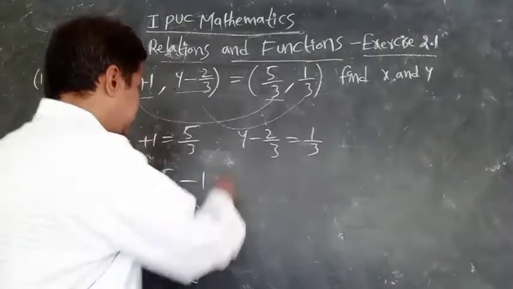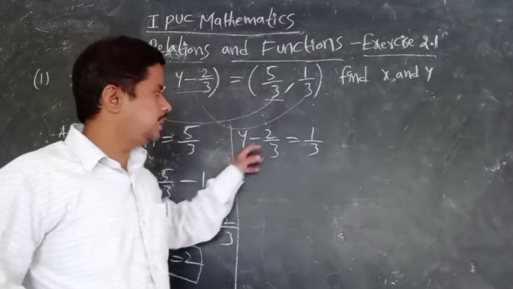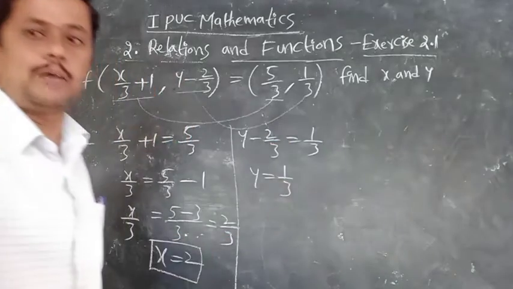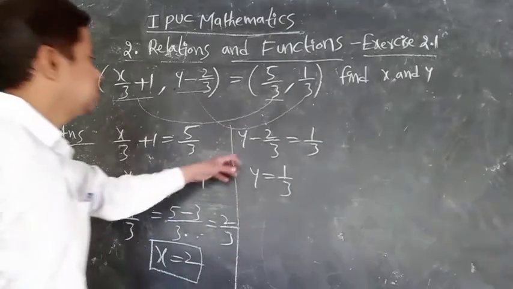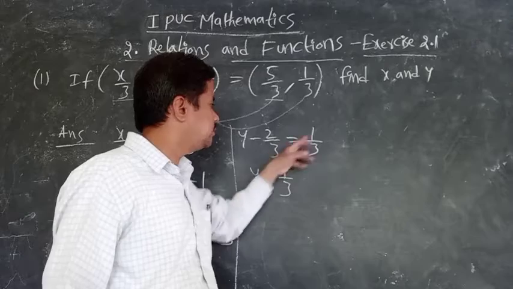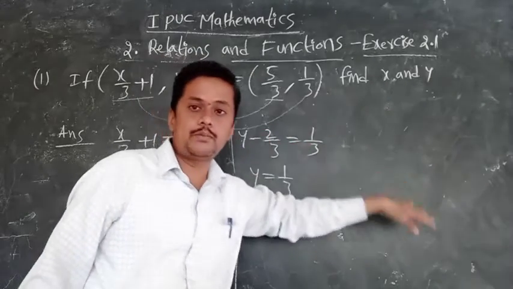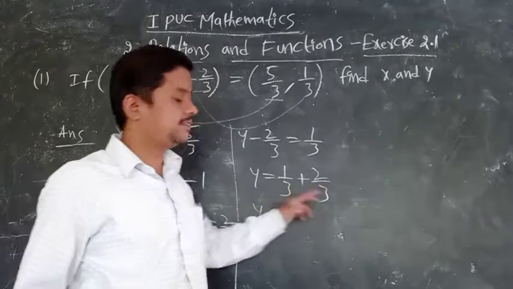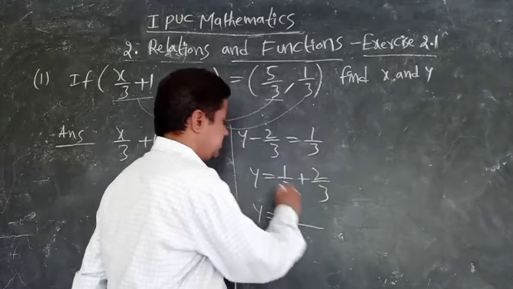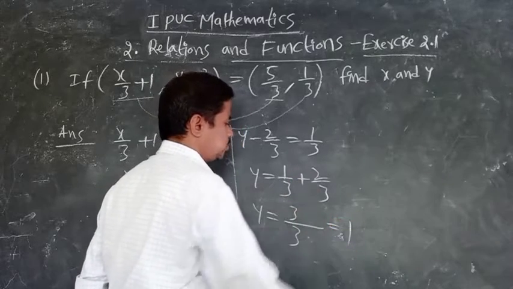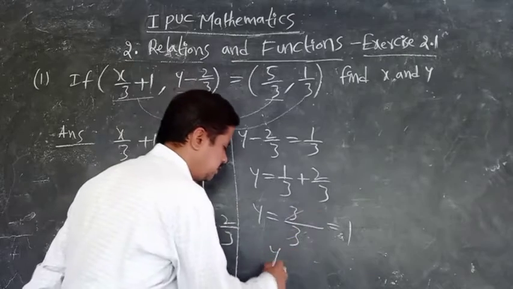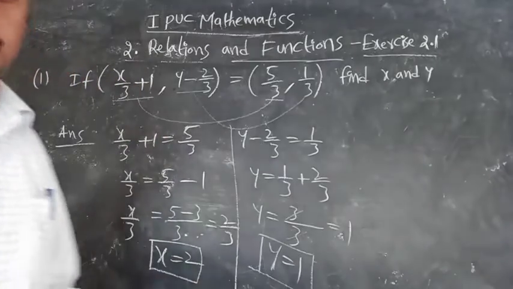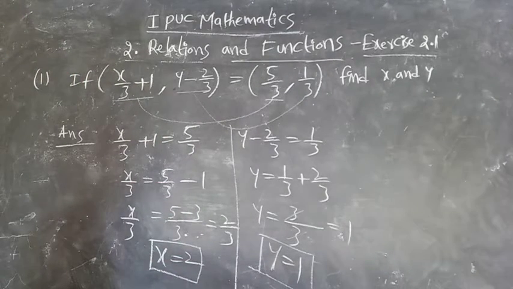Next we will move to the y. Y minus 2/3 is equal to 1/3 now. So y is equal to what? 1/3, and the minus will become plus. So y is equal to 1/3 plus 2/3. 3 is the LCM now, so 1 plus 2 is 3, 3 by 3 equals 1. So y is equal to 1. Okay, so like that we have to calculate. This is also one of the important questions. So my dear students, like that you have to solve.